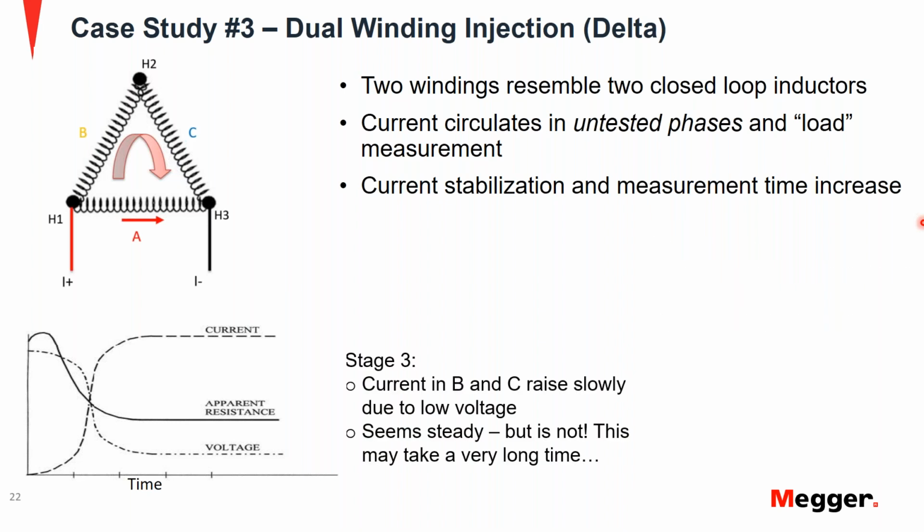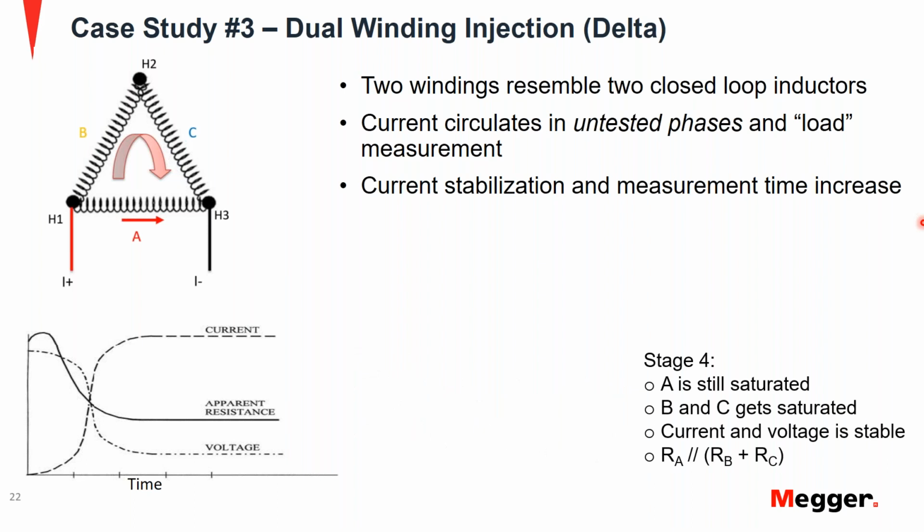Now we enter stage 3. In this stage, the current in the parallel windings, the B and the C winding, will slowly go up. This change in current is slow because the voltage that you applied is now lesser than the previous open circuit voltage that you applied on the terminals. Because of this, the current rises slowly. Initially, you might think that this reading is steady, but it's really not. Stabilizing of that reading can take a long time.